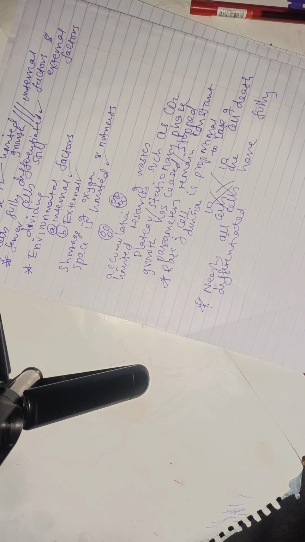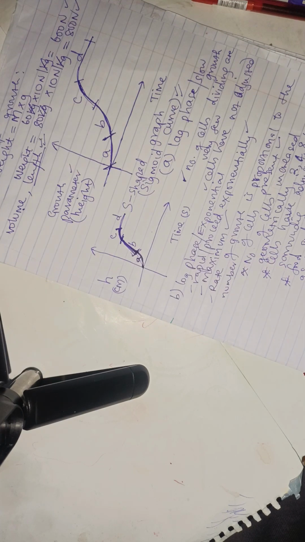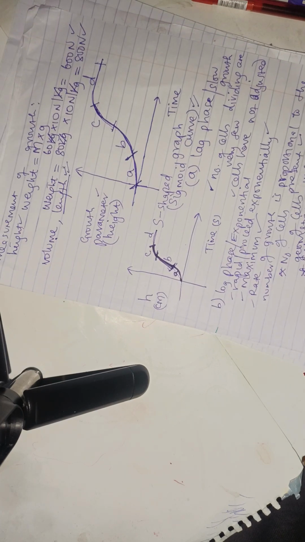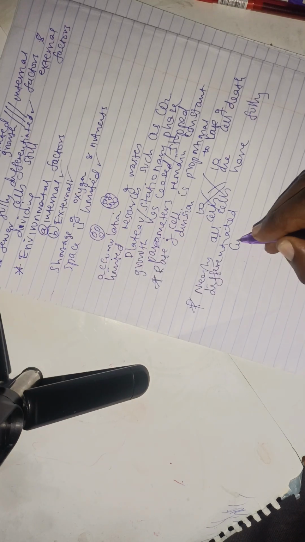Now, you see, sometimes we might have this type of curve called the sigmoid or the S-shaped curve. But the curve that can result from any representation of growth will depend on the parameter that actually gets put into consideration. So if you're using height and someone else is using weight or mass, then the curve will slightly differ.